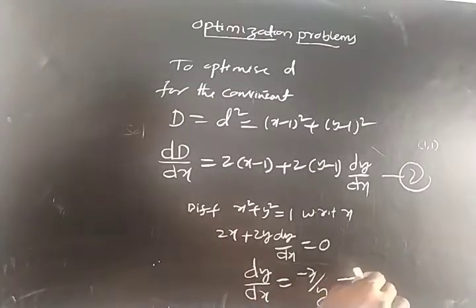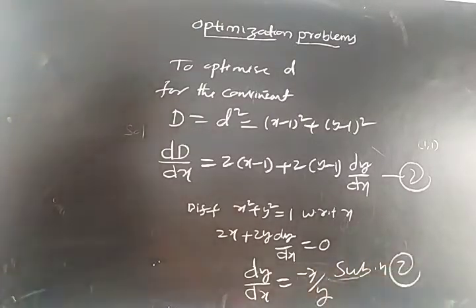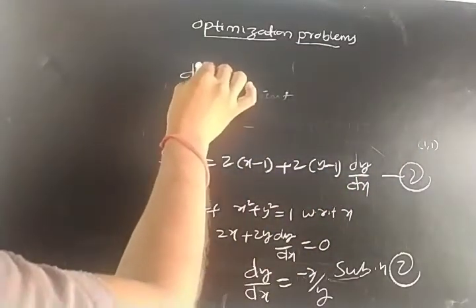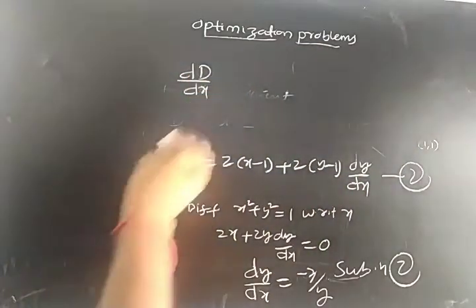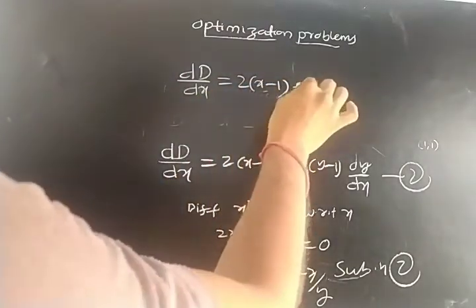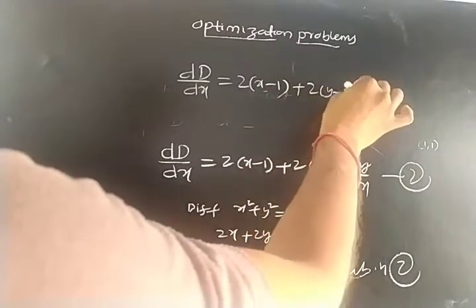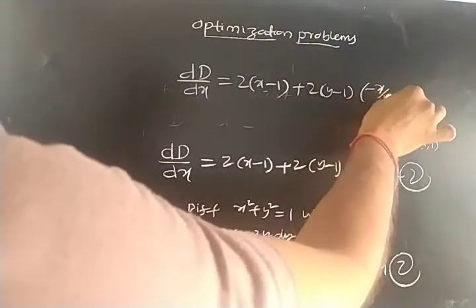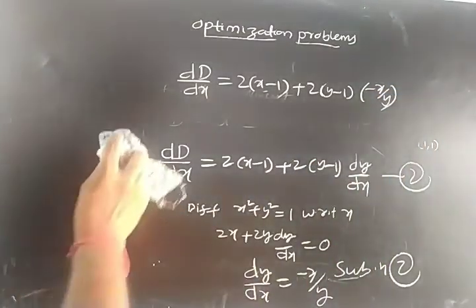So substitute this dy by dx in equation 2. So you will get dD by dx is equal to 2 into x minus 1 plus 2 into y minus 1 into dy by dx, which is minus x by y.